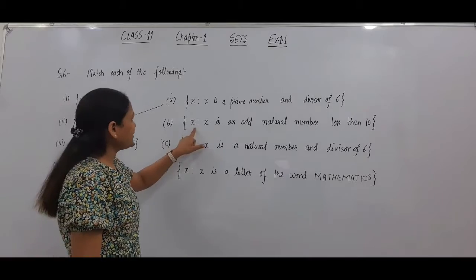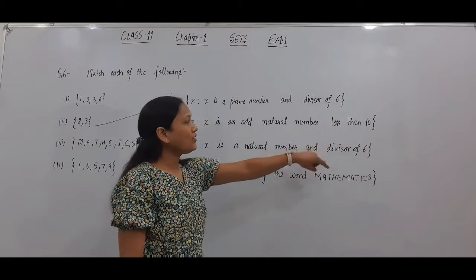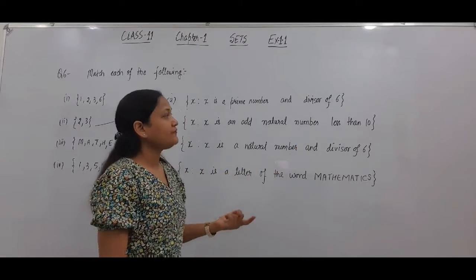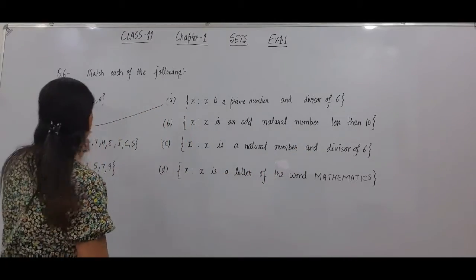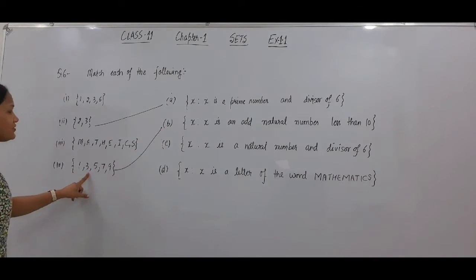Your second definition is x such that x is an odd natural number less than 10. So what will the odd natural numbers be? 1, 3, 5, 7 and 9. So this is this set, the fourth set. So B can be matched with the fourth set.